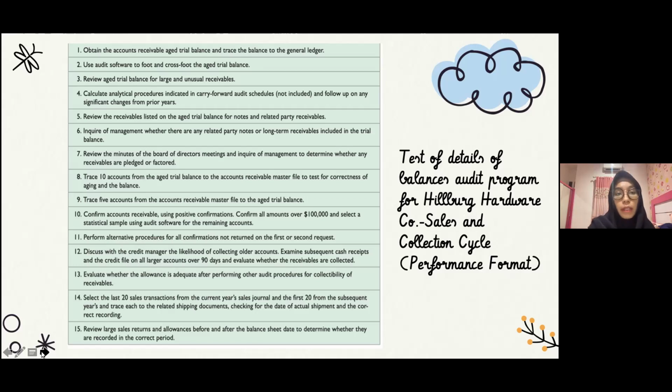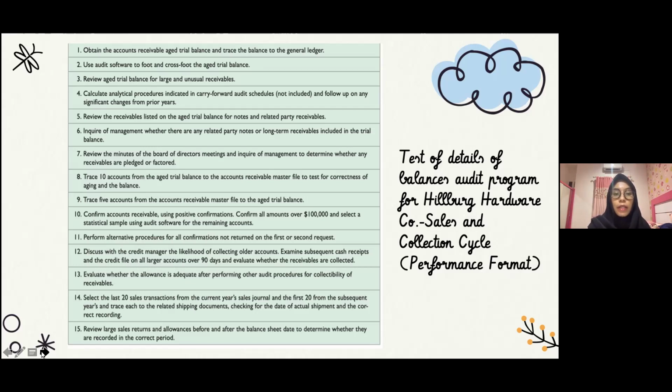The first is obtain the accounts receivable age trial balance and trace the balance to the general ledger. Second, use audit software to foot and cross-foot the age trial balance. Third, review the age trial balance for large and unusual receivables. Fourth, calculate analytical procedures indicated in carry-forward audit schedules, which is not included, and follow up on any significant changes from prior years. Fifth, review the receivable list on the age trial balance for notes and related party receivables.